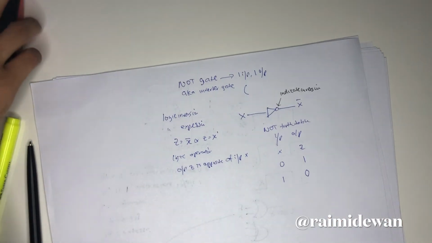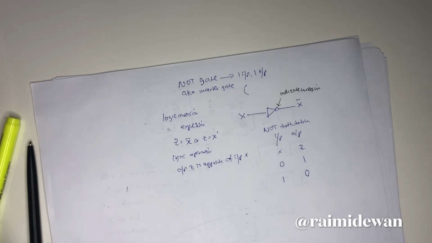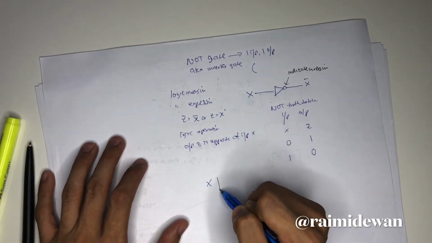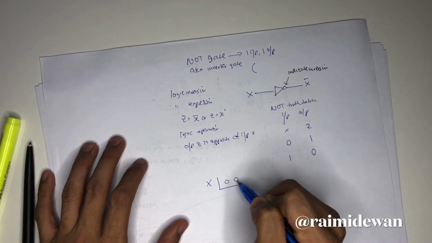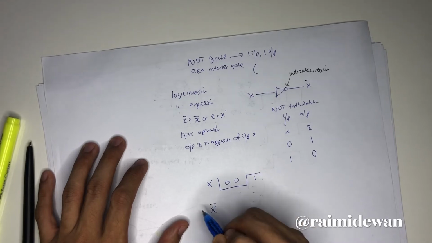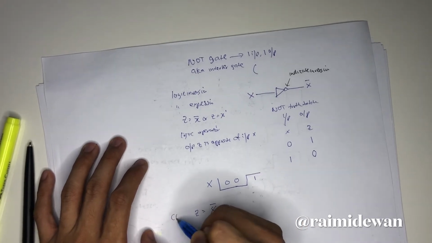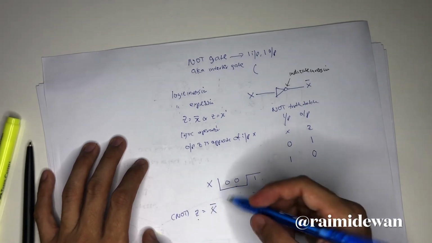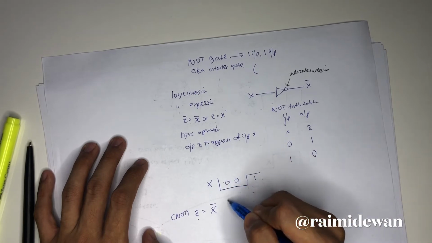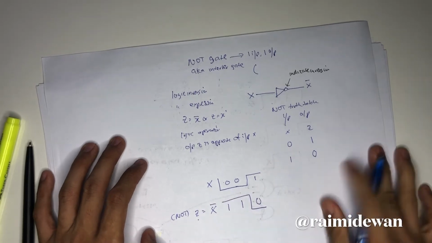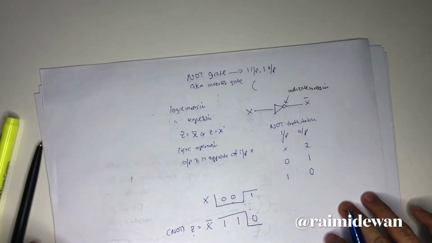So how about the timing diagram? The timing diagram is quite straightforward. It is simple: you have X as your only input, for example 0 0, then 1. Then your Z, which is the NOT output, is an inversion of your input, which in this case is X. So for 0 you will have 1, this one you have 1, this one you have 0. Okay, simple. If anyone has a problem, you can tell me.